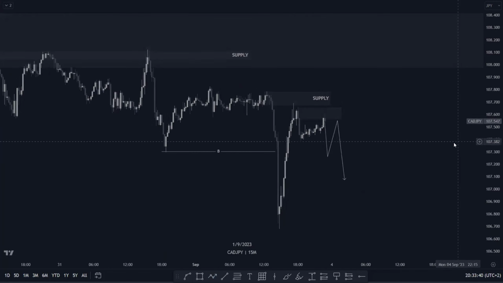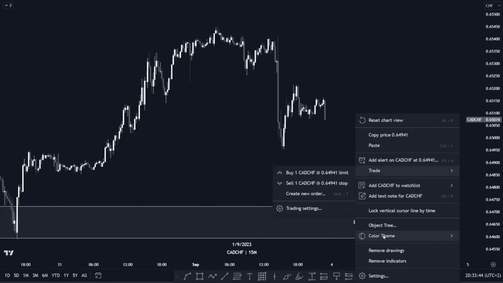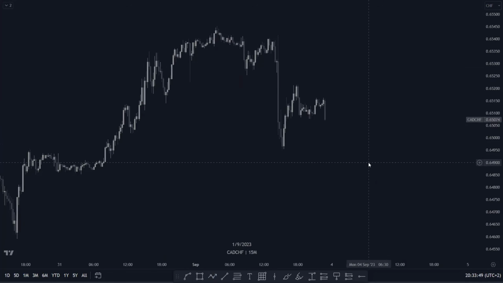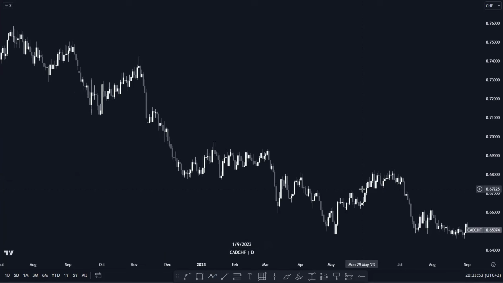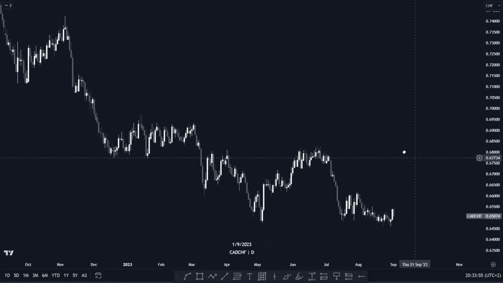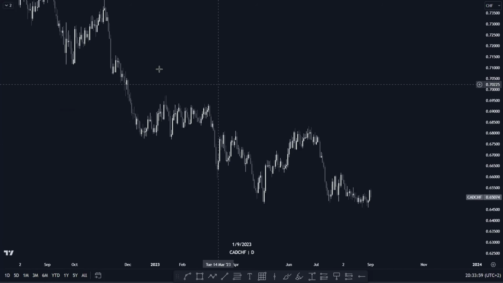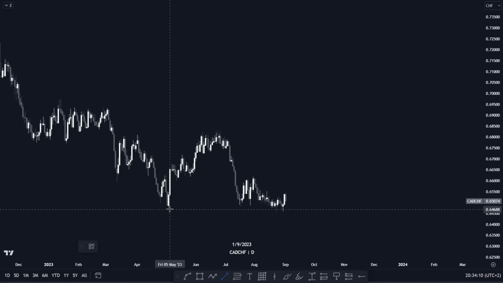Okay, so moving on to CAT CHF. Let me just remove everything. Starting off with the daily time frame, CAT CHF is a bit tricky. On the daily time frame, we can clearly see that price has been moving bearishly, whereby we have this lower low, lower high, lower low, lower high, lower low, lower high, lower low. And now we have this here.